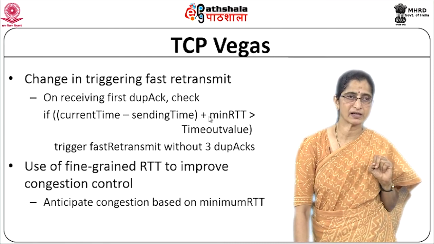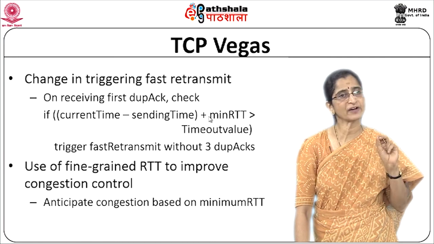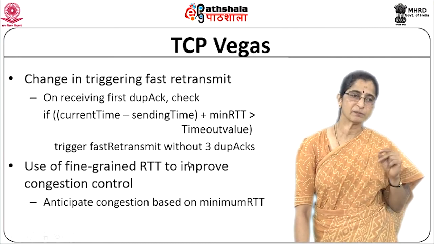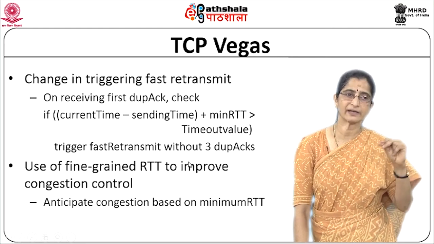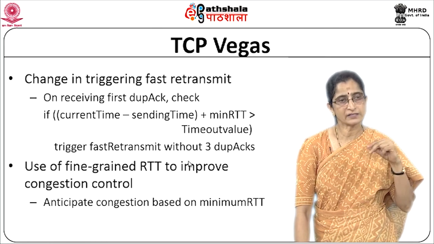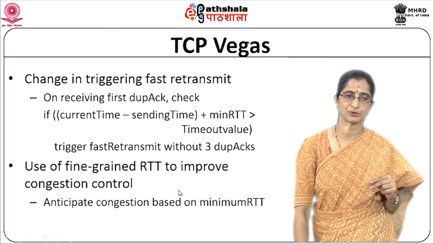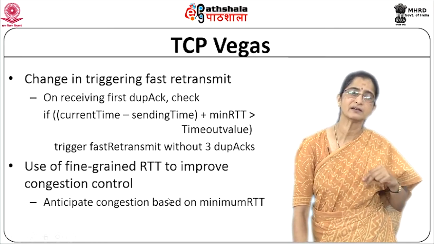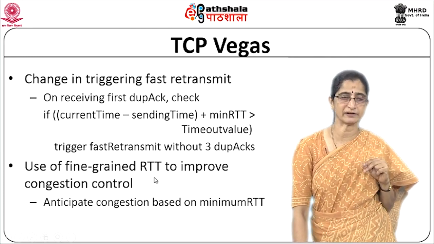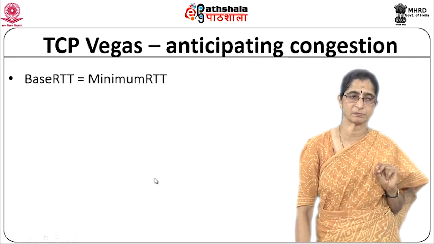The second thing about TCP Vegas is that it makes use of fine-grained RTTs. Instead of waiting for the coarse-grained congestion control mechanism, it makes use of fine-grained RTTs, which is supported by one of the TCP options. Using that, TCP anticipates when congestion is going to occur based on the minimum RTT rather than waiting for it. So how does it calculate this minimum RTT? That's again an interesting aspect of TCP Vegas.